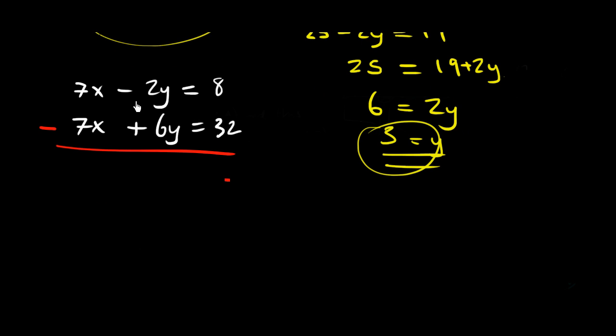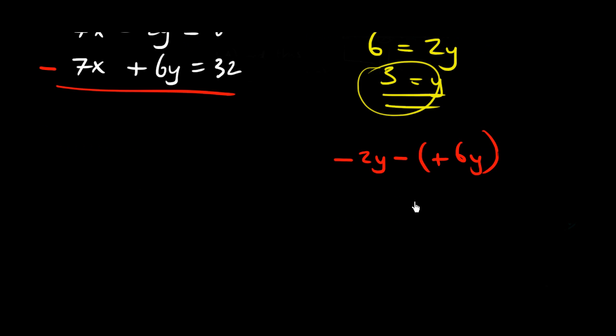What happens if we subtract 7x minus 7x? We get a big fat 0. We don't need it, we can just omit it. Now we're going to do minus 2y minus positive 6y. Minus and a plus, when they're closer together like this, it means minus. So this is the same thing as minus 2y minus 6y.